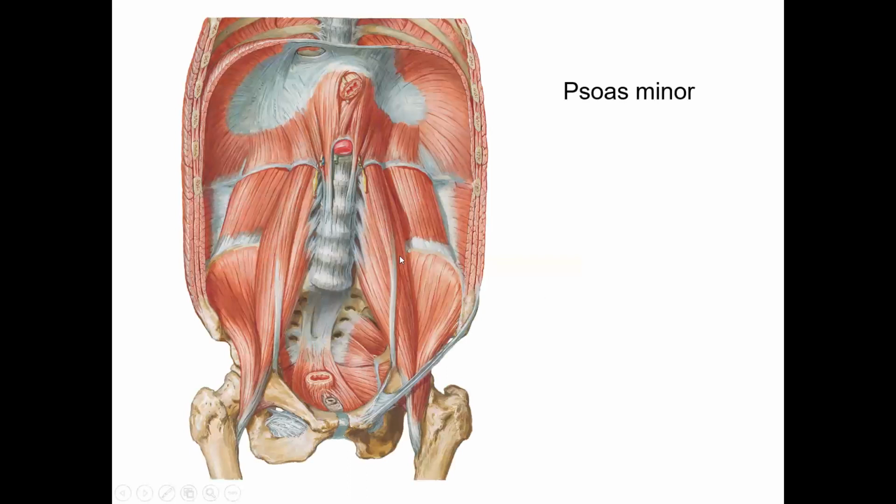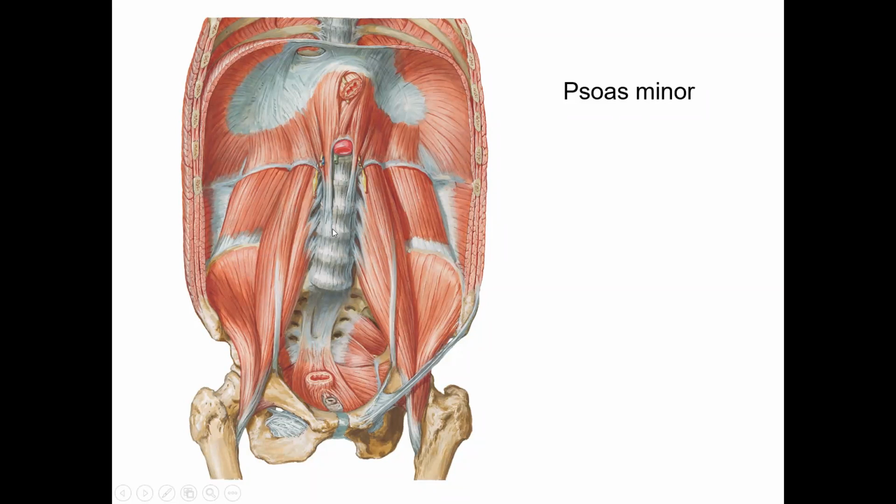So here we are seeing the posterior abdominal wall. What you can see: vertebral column, the lumbar vertebrae, and just next to it a large psoas major muscle. In some individuals, there is also a muscle anterior to psoas major, called the psoas minor muscle.